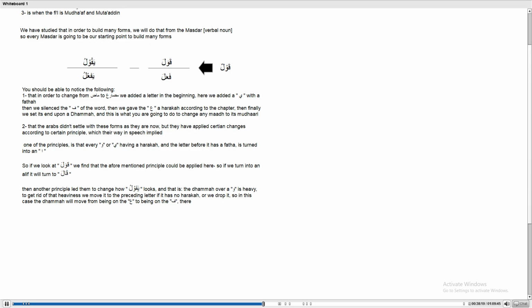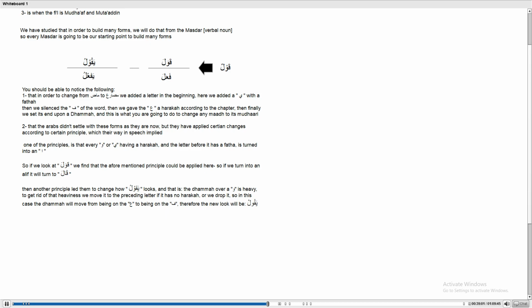Therefore, the new look will be... will be what? Will be Yaqulu. First it was Qala, now Yaqulu.